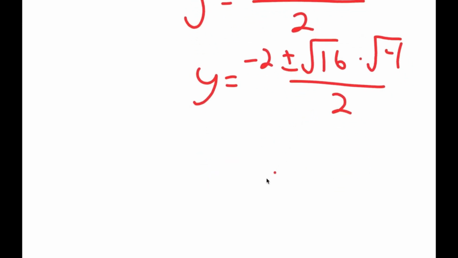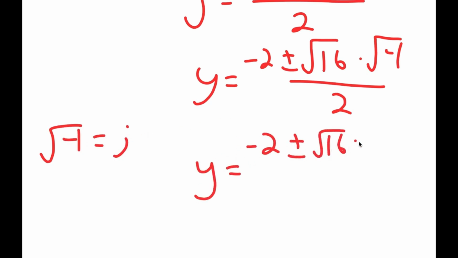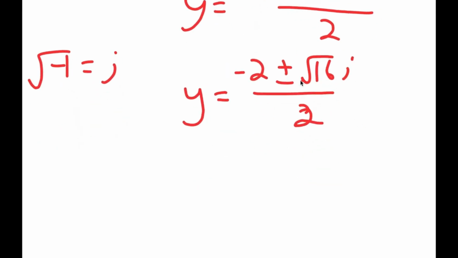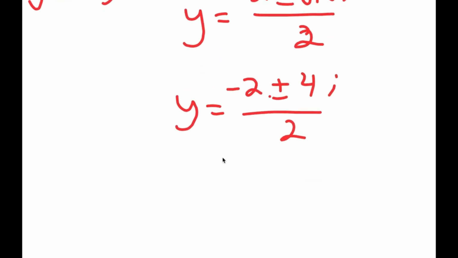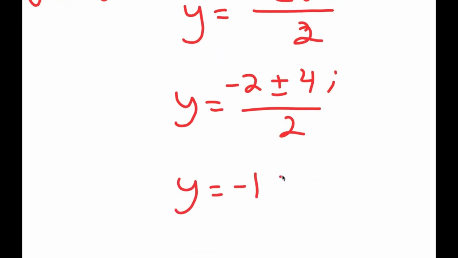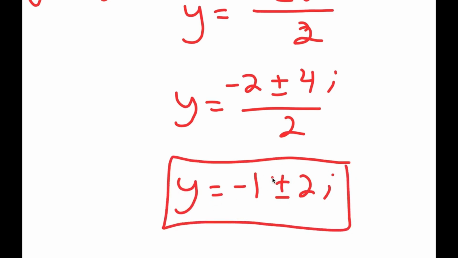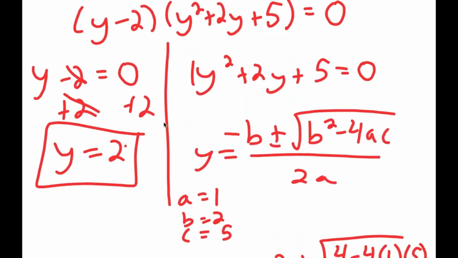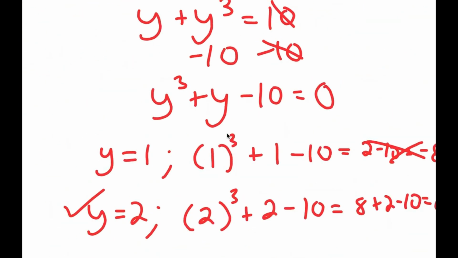And the square root of negative 1, if you guys already know, is the same thing as i. So the square root of negative 1 is equal to the imaginary number i. So this is equal to negative 2 plus or minus the square root of 16 i over 2. And now the square root of 16 is equal to 4. So I get y is equal to negative 2 plus or minus 4i over 2. And now if I divide this by 2, I get y equals negative 1 plus or minus 2i. So these are two more solutions of y. So I have 3 solutions in total of y, but hold on, we're not done yet.